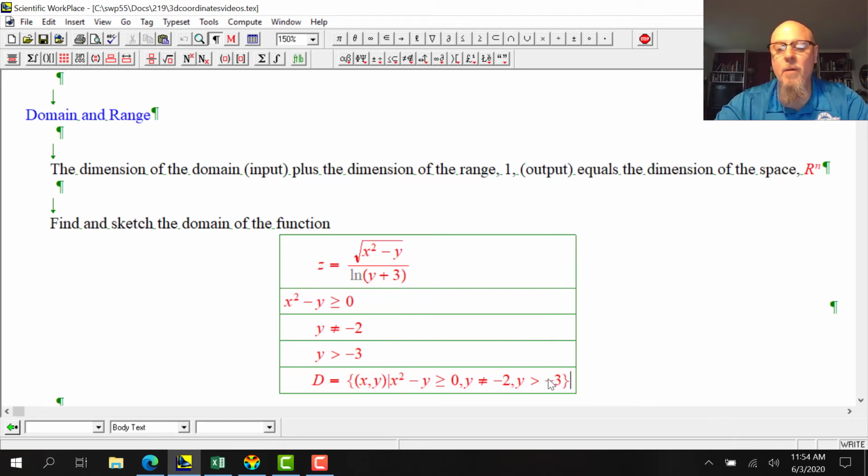And you might put comma, x is an element of xy is an element of R2 or something like that. But anyway, that would be our domain. I'm still looking at this and I don't see anything. It would be better to draw this domain. So let's make a sketch of this domain.